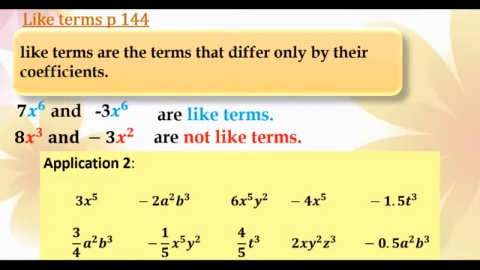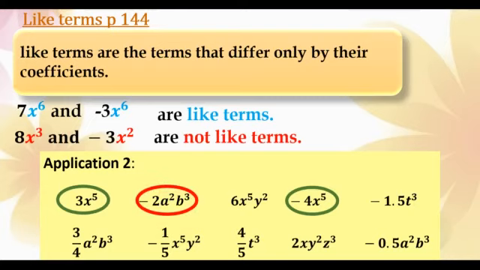Application 2, we have these terms. 3x to the power of 5 and minus 4x to the power of 5 are like terms because both of them have the same variable and exponent of the variable. They differ by only the coefficient, which is okay. We have also minus 2a squared b cubed and 3 over 4 a squared b cubed, and also minus 0.5 a squared b cubed. These three terms are like terms.